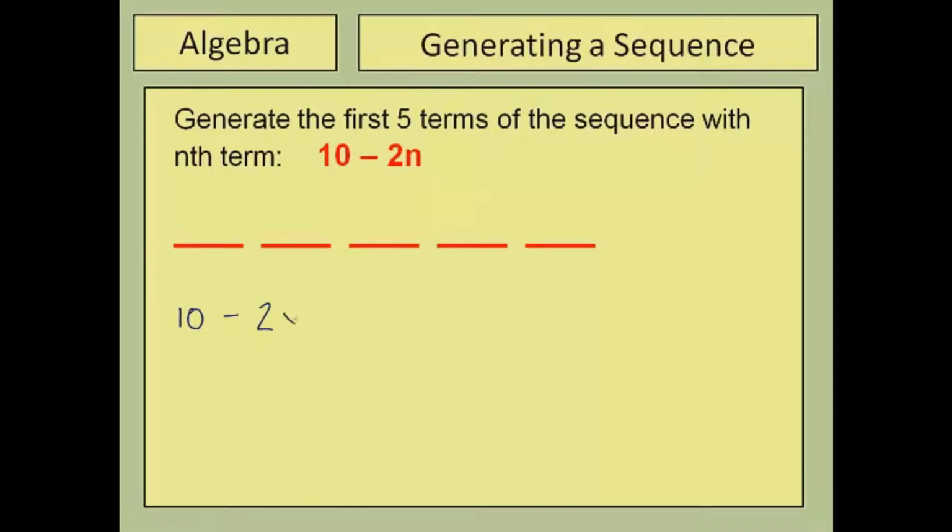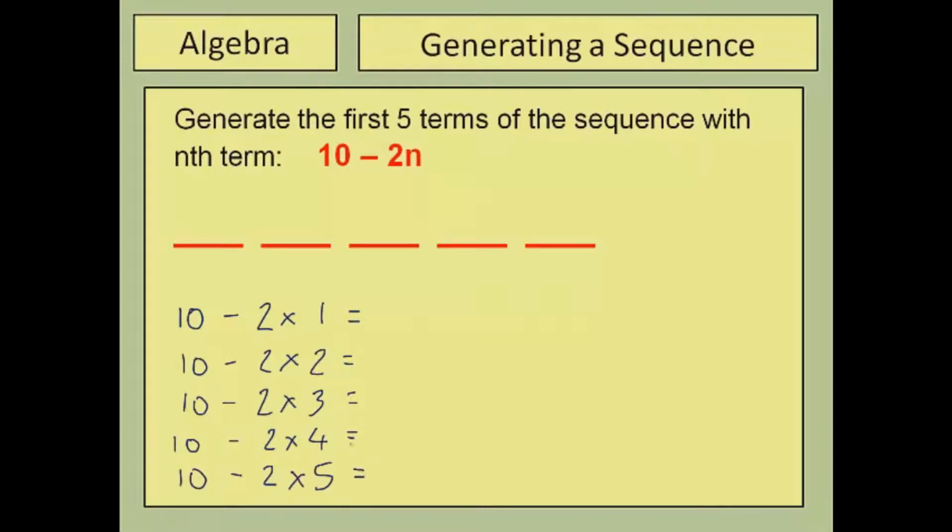So 10 minus 2 times 1 first, because we want to do n equals 1. 10 minus 2 times 2. And then 10 minus 2 times 3. So this here, 1, 2, 3, represents my n at the end that I'm changing. Then 10 minus 2 times 4. And then 10 minus 2 times 5. Now what you need to be really careful of here is BODMAS.